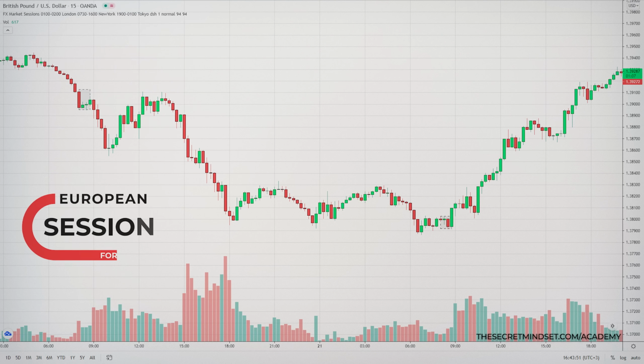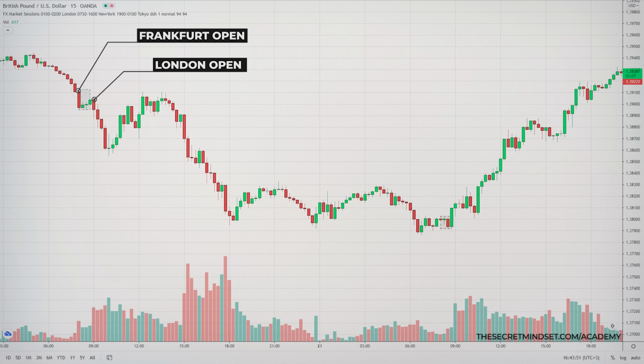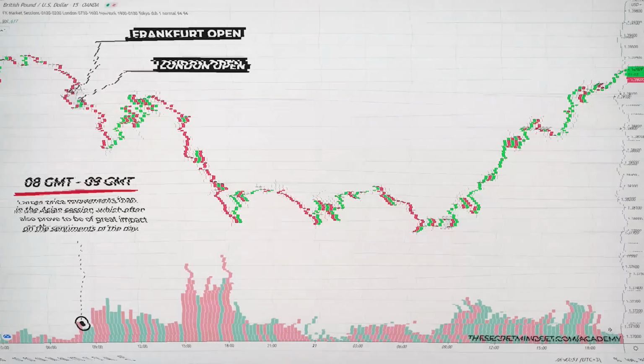For this strategy, we are interested in the European session. For Europe, the session starts at 7 GMT with the opening of the Frankfurt session, but the main opportunities start at 8 GMT with the opening of the London session, while Tokyo is in the last hour of trading. At this time, a large number of traders are participating in the market. This results in larger price movements than in the Asian session, which often also prove to be of great impact on the sentiment for the day.